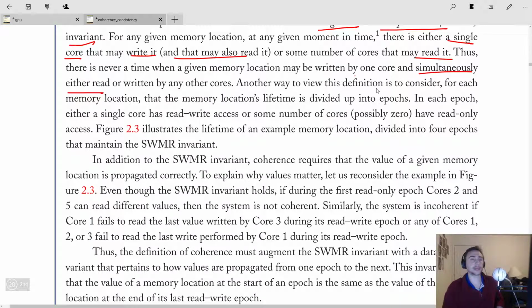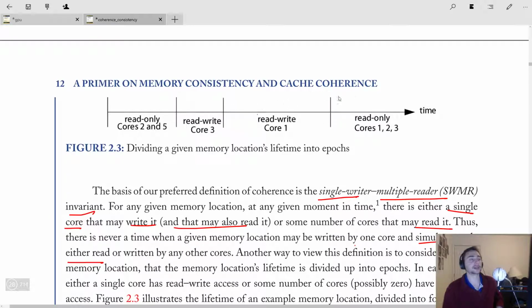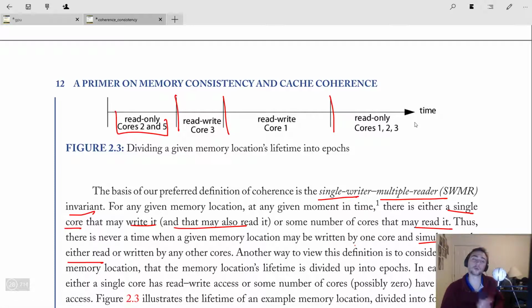So another way to define that is basically through this idea of epochs. This is a rough conceptual, time view. Core 2 and 5 can be readers at this moment. As soon as core 3 over here wants to write, it gets read-write permissions, but it's the only one with read-write permission. So as soon as this core wants to write, it ends this read-only epoch. And then as soon as another core wants to write, it ends core 3's read-write epoch. Then over here, say core 2 and 3 want to read now. So it ends core 1's read-write epoch, and then all of a sudden cores 1, 2, and 3 all enter a read-only epoch, because again, single writer, multiple reader.